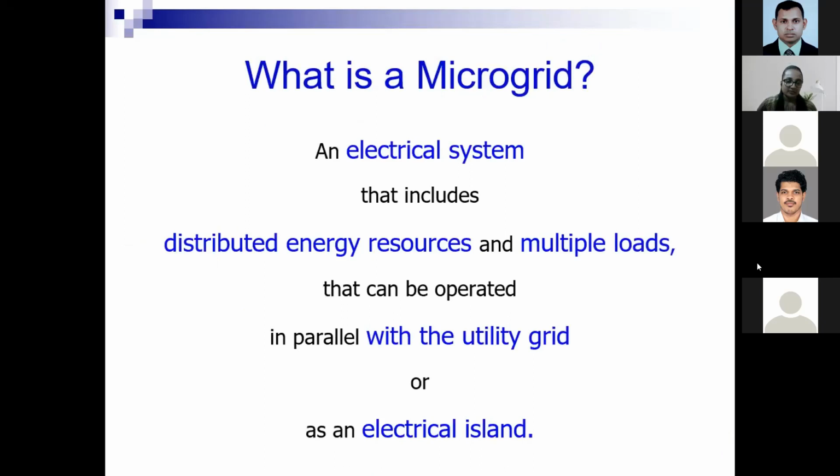What is a microgrid? It is an electrical system, or let's say a small scale electrical system that is designed to provide power for a small community. A microgrid has a similar structure to our conventional grid, but most importantly, it can operate in parallel to the main grid or as an electrical island.